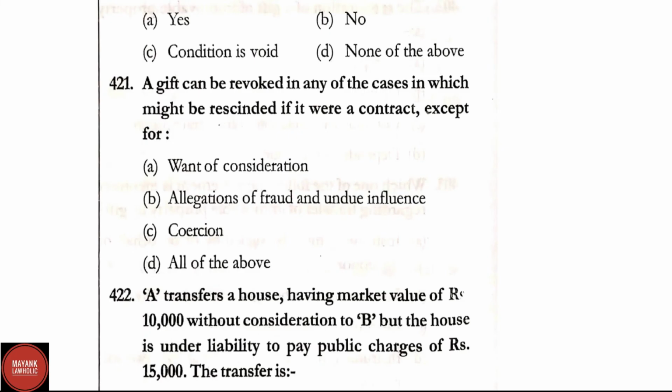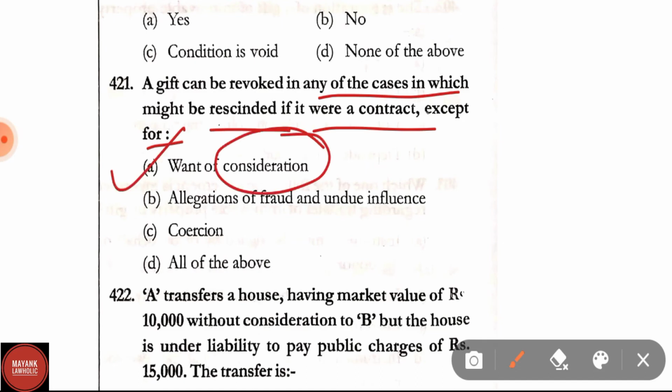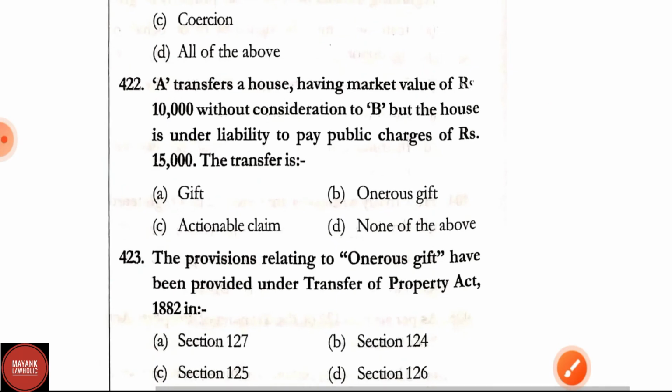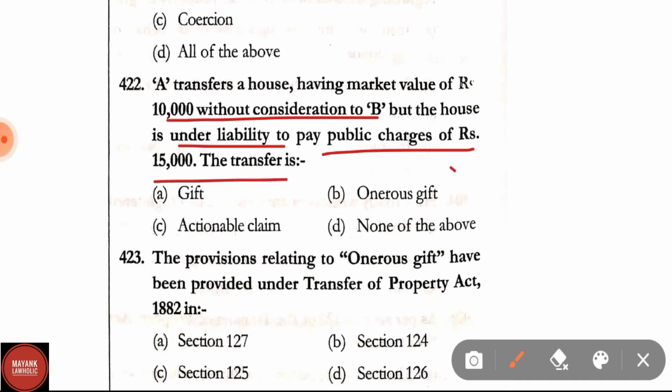Question number 421. A gift can be revoked in any of the cases in which it might be rescinded if it were a contract, except for: want of consideration, allegations of fraud, undue influence, coercion, all of the above. Correct answer is option A, that is want of consideration. Question number 422. A transfers a house having market value of rupees 10,000 without consideration to B, but the house is under liability to pay public charges of rupees 15,000. The transfer is gift, onerous gift, actionable claim, none of these. Here correct answer is option B, that is onerous gift.